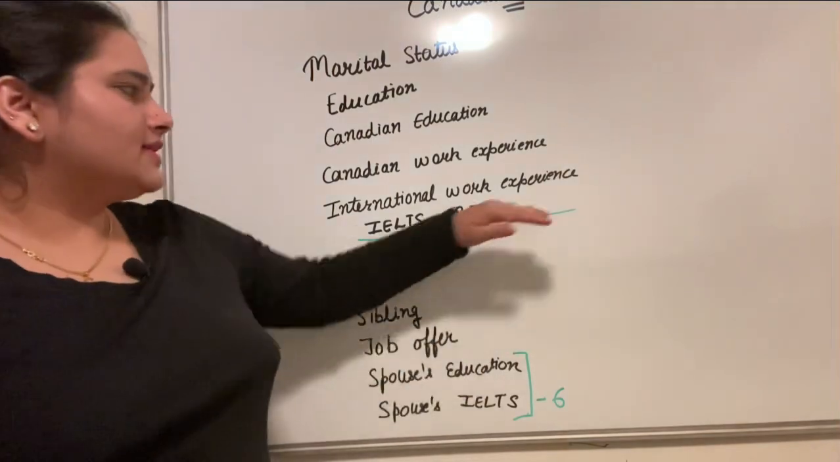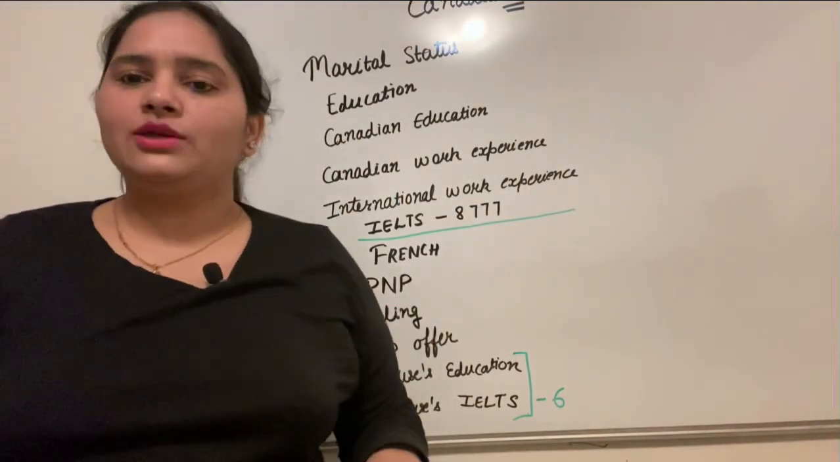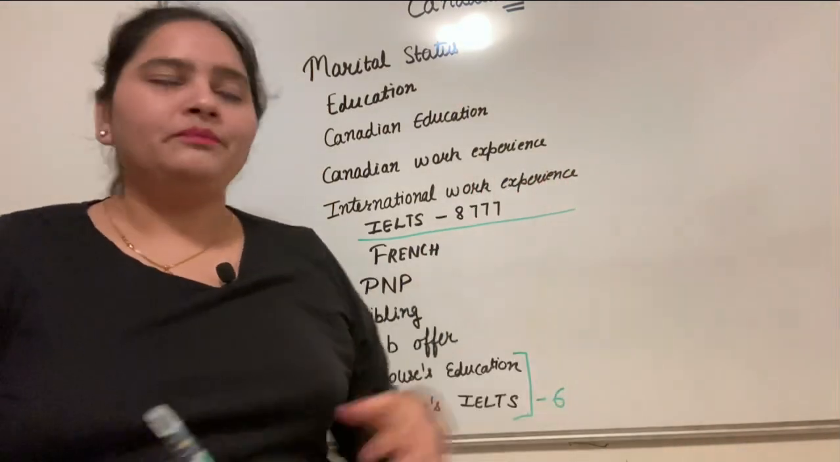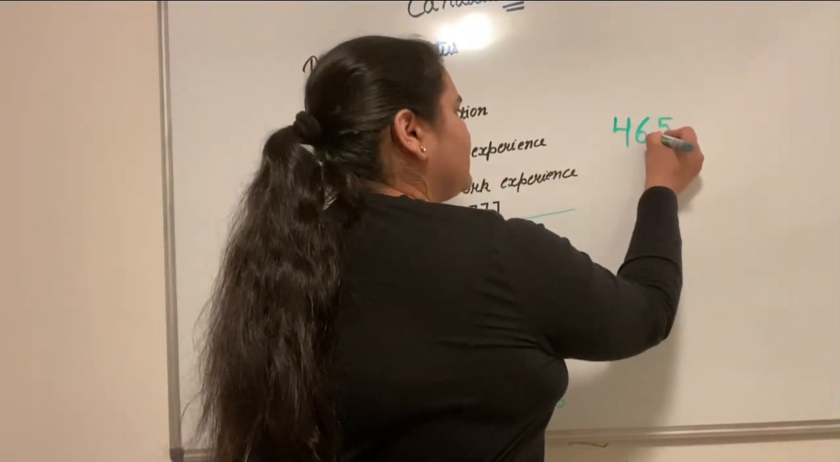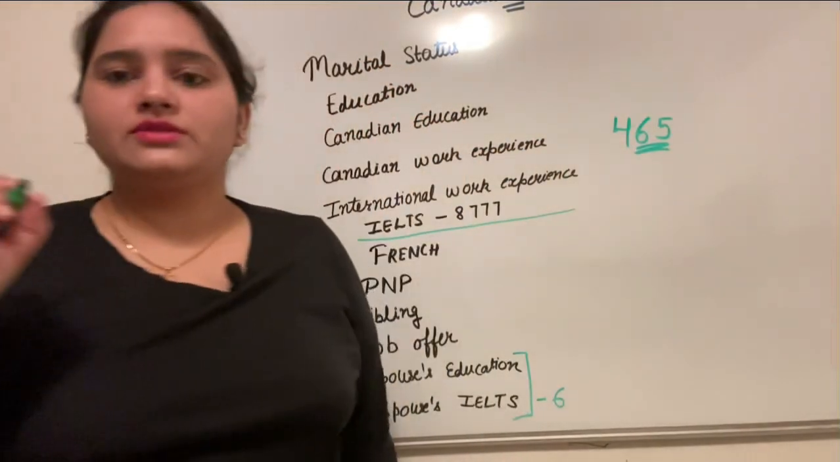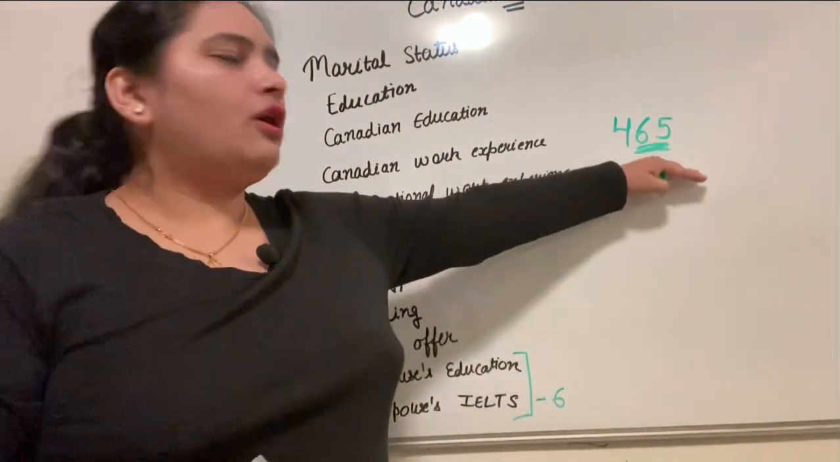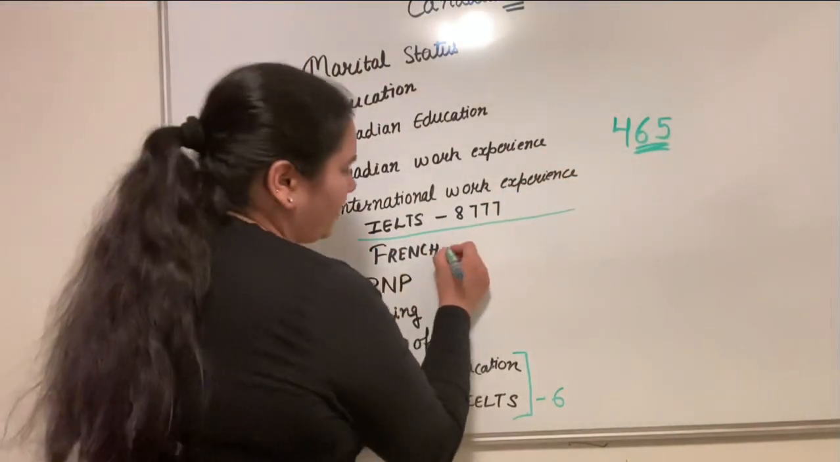Okay, so this is the basic thing that you have to do. And after calculating all these points, you have to get your final score. That should be around 465. I always suggest that it should be more than 465. Then you will be on the safer side. And if you're not able to get this much, then what you can do is you can do French.